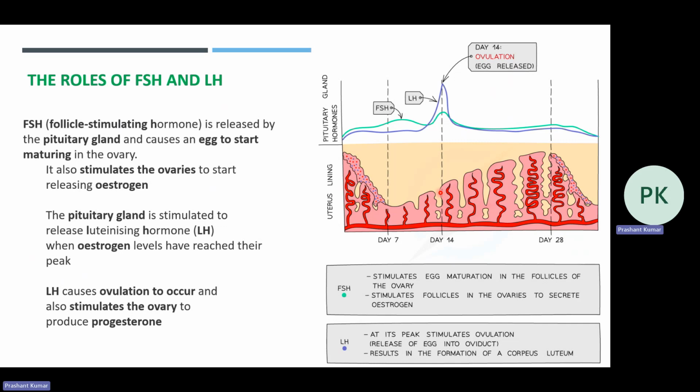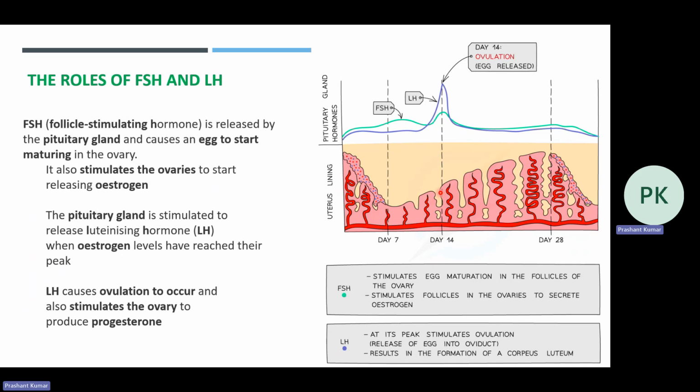That was the role of estrogen and progesterone. Let's talk about what FSH and LH are doing. FSH, as the name says, is follicle stimulating hormone. These two, LH and FSH, are produced by the pituitary gland, and they cause the ovaries to do the process. So what are the processes?